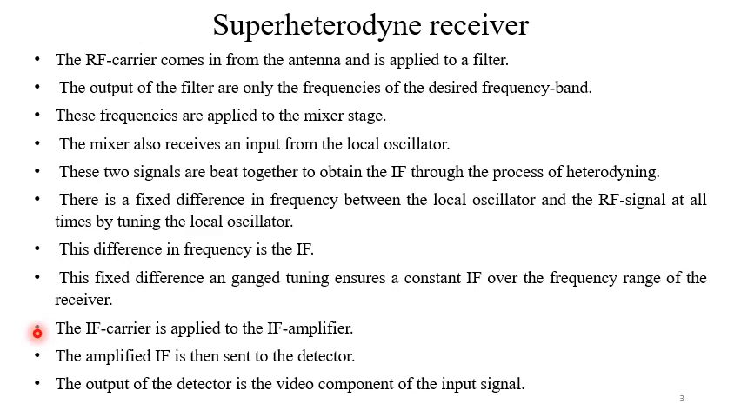The IF carrier is applied to the IF amplifier. The amplified IF is then sent to the detector. The output of the detector is the video component of the input signal.